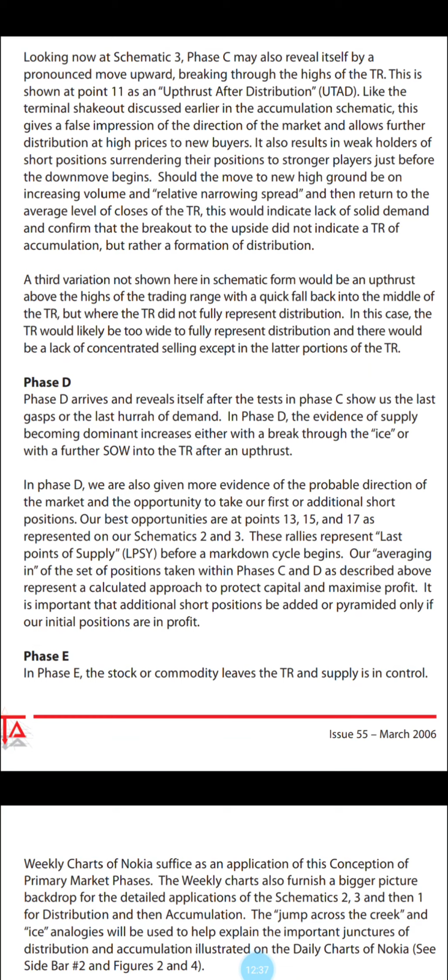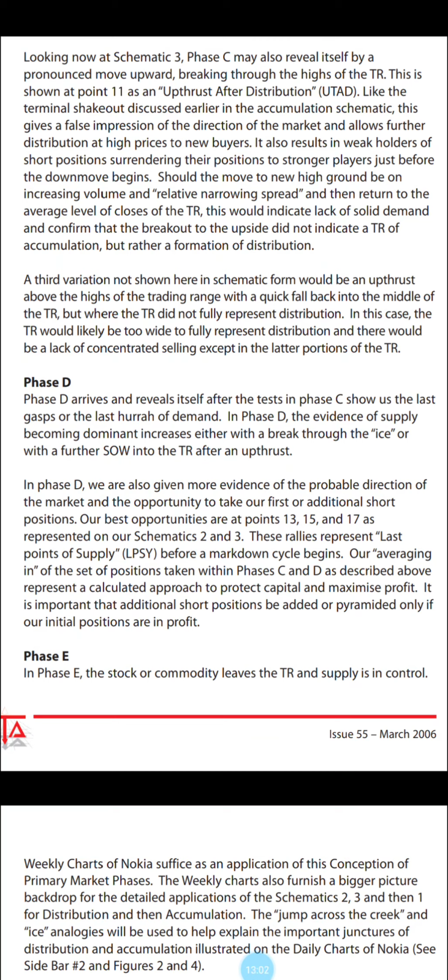trading range with a quick fallback into the middle of the trading range, but where the trading range did not fully represent distribution. In this case, the trading range would likely be too wide to fully represent distribution, and there would be a lack of concentrated selling except in the latter portions of the trading range. This is fascinating. Phase D arrives and reveals itself after the test in phase C. It shows us the last gasps, or the last hurrah, of demand.